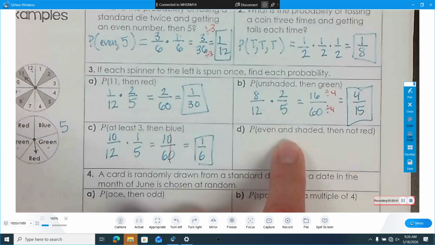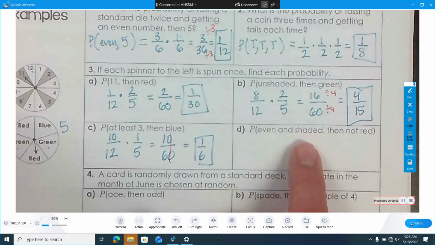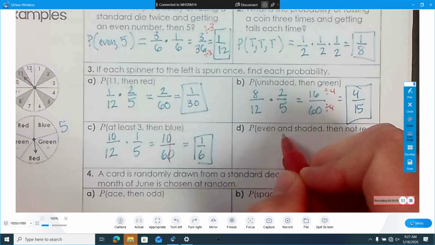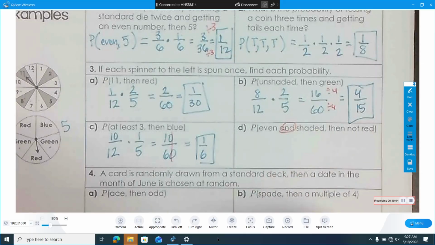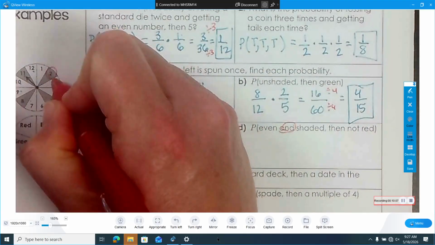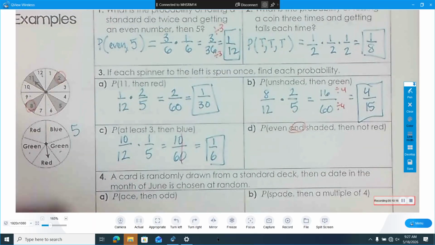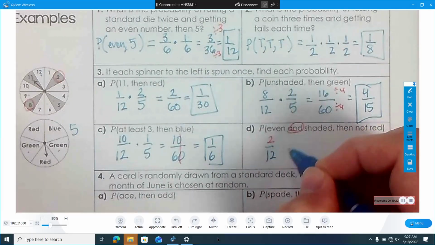This is an interesting one, and I want to talk about it because of the word and. So we want to know the probability we land on an even number and it's shaded. And is a very interesting math word. It must be both of them, okay? So how many numbers are even and shaded? Which numbers are even and shaded? 2 is even and shaded, and 8 is even and shaded. So it has to be both of them when we use the word and. And so how many winners are there? 2. Very good. Out of 12 possibilities.